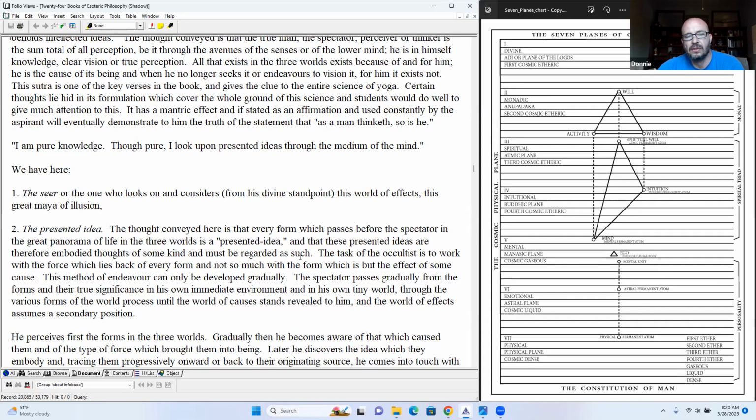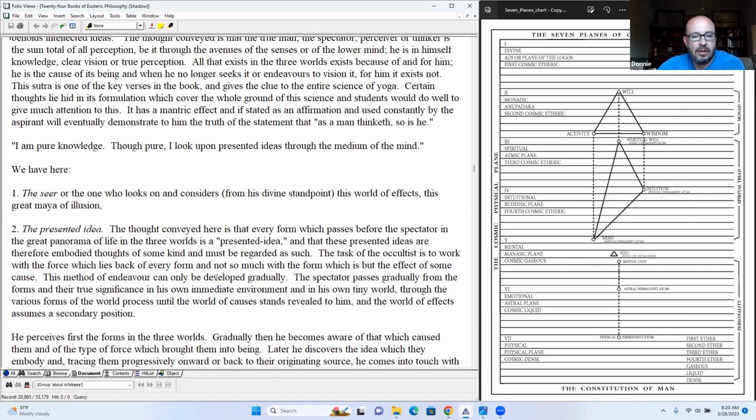The task of the occultist is to work with the force which lies back of every form, and not so much with the form which is but the effect of some cause. Okay, I'm going to read it again. The task of the occultist is to work with the force which lies back of every form, and not so much with the form which is but the effect, right? We know that, of some cause. All right, so we got it. We're not looking at the form so much anymore. We're looking at the reason, the cause for it. And this is that reason or cause.